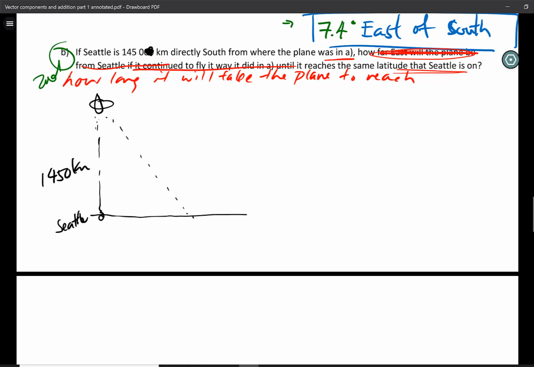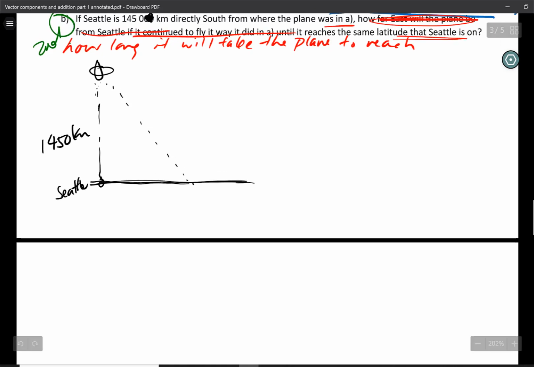It's going to be a little bit east of where Seattle is, but imagine if the plane did just continue to fly in that direction, and once it reaches that same horizontal line Seattle is on, or the same latitude, or however you want to interpret it, how long would that actually take? So that's what the question is trying to ask for. There are two ways to solve this, and I will talk about both, but I will talk about some pitfalls that some students will experience along the way.